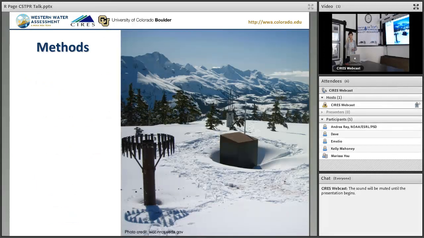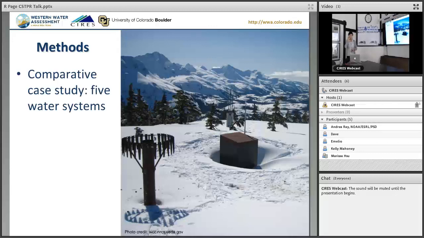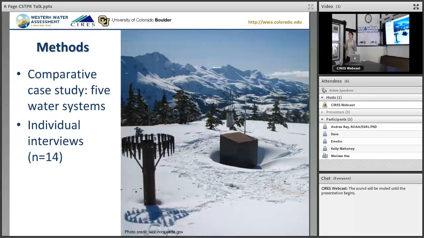So in terms of the methods for this study, this was a comparative case study design. We looked at 5 water systems across the Western Slope region. We conducted in-depth one-on-one interviews with key decision makers at each organization. So 14 managers total, which is a relatively small number, but these organizations are very small, and in some cases there's 1 or 2 people who made all the decisions, and so it actually captured a pretty large range of the key decision makers at these 5 systems.